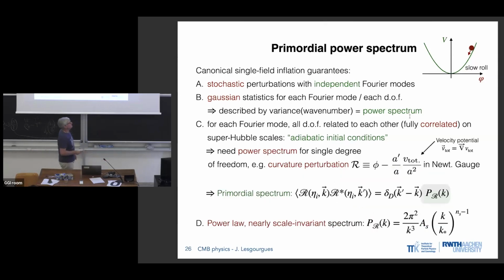Okay, what does this imply? It will imply a simplification for our primordial power spectrum and all other power spectra. We have already seen that canonical single-field inflation guarantees stochastic perturbations, which have Gaussian statistics. We have seen that for each Fourier mode, all degrees of freedom are related to each other on super-Hubble scales. And so this means that I can express my initial conditions by referring to a single reference function.